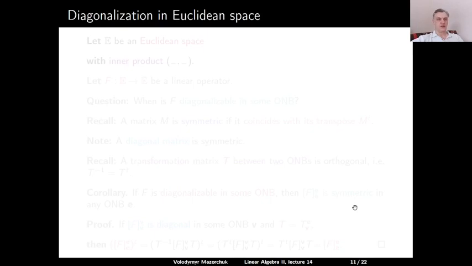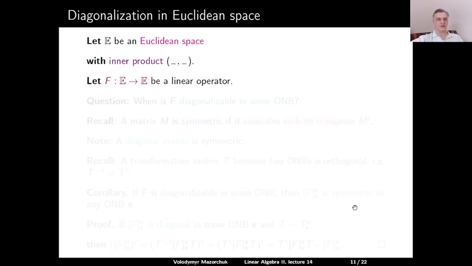Now let us talk about diagonalization in Euclidean spaces. Let E be a Euclidean space with an inner product denoted by the usual bracket. Let F be a linear operator on E. Since Euclidean space has extra structure, the inner product, we not only have usual bases, we have orthonormal bases in a Euclidean space. A natural question to ask is when a linear operator F on E is diagonalizable in some orthonormal basis.